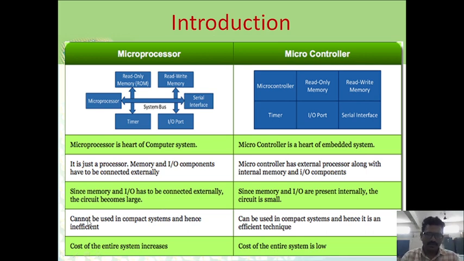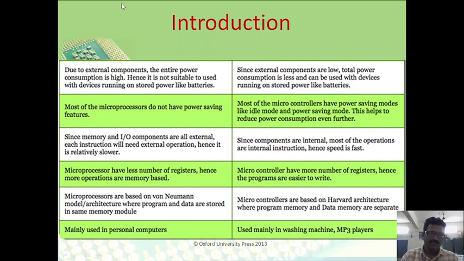The microprocessor cannot be used in compact systems and hence is inefficient, whereas the microcontroller can be used in compact systems and hence is an efficient technique. The cost of the entire system increases for a microprocessor, and the cost of the entire system is low for microcontroller systems. Due to external components, the power consumption is high in a microprocessor-based system. Since external components are few, total power consumption is less in microcontroller systems, while most microprocessors do not have power saving modes.